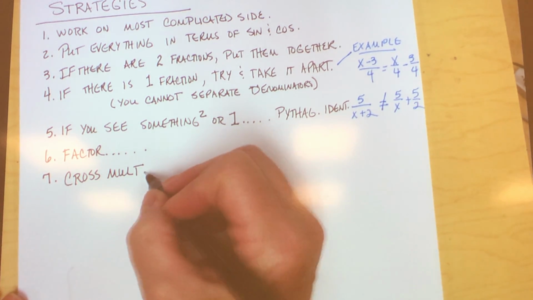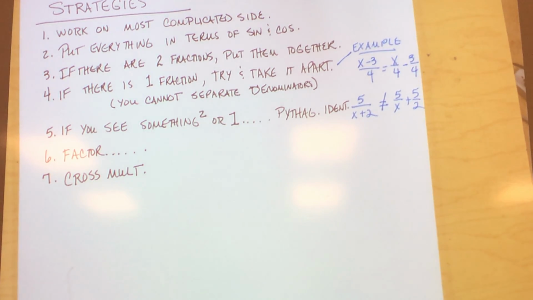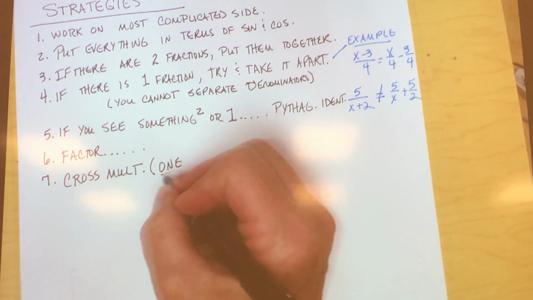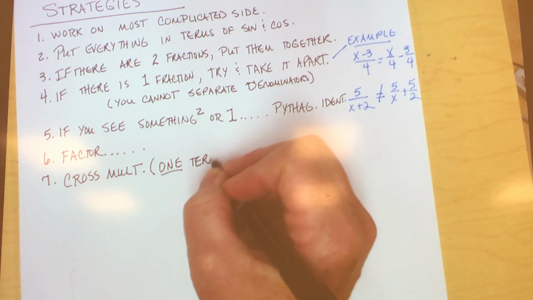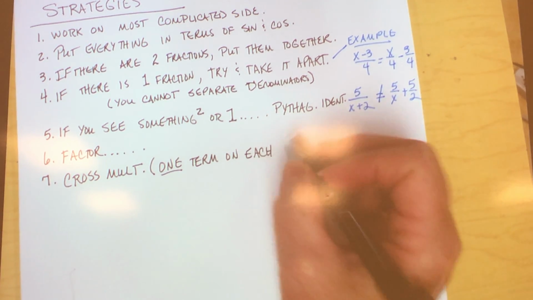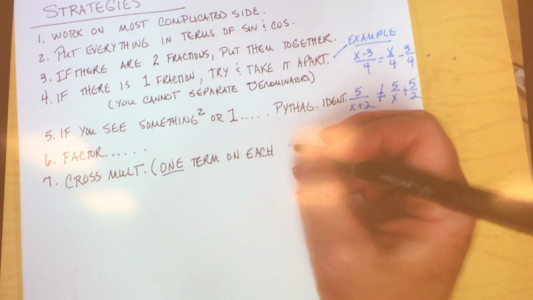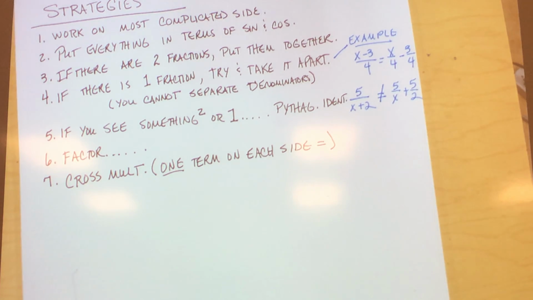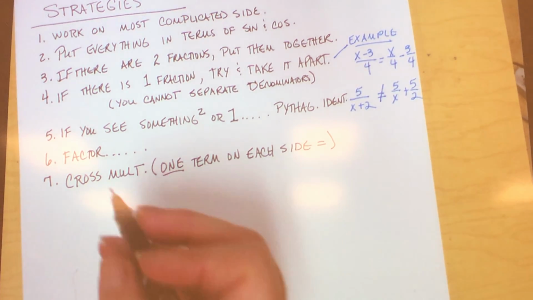Now, you can only cross multiply across a what? An equal sign. You can only cross multiply across an equal sign, and you must have one term on each side of the equal sign. You can't have multiple terms on one side, and you can't cross multiply across a plus sign or all the crazy junk y'all do.